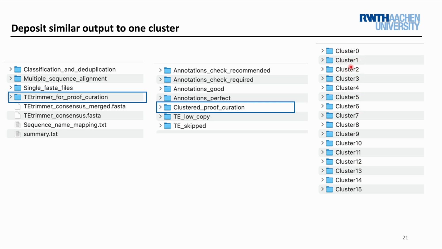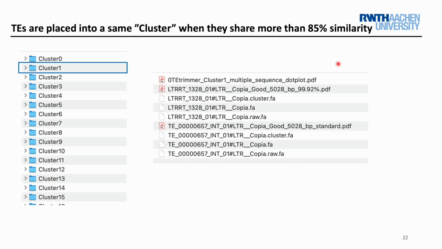So each cluster, for example in cluster 1, you will find it's the same as before. 4 of those files correspond with one TE consensus sequence. Here, this is another one. So why are these two placed in cluster 1? It is because their corresponding TE consensus sequences share 99.92% similarity. So they are placed in one cluster. Of course, this one can also be found in the perfect or good folder. You can find them. They are put together because they have higher similarity.